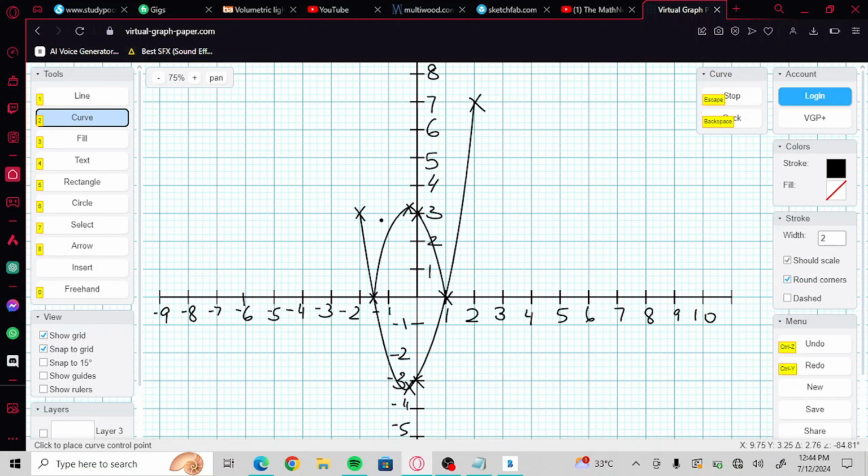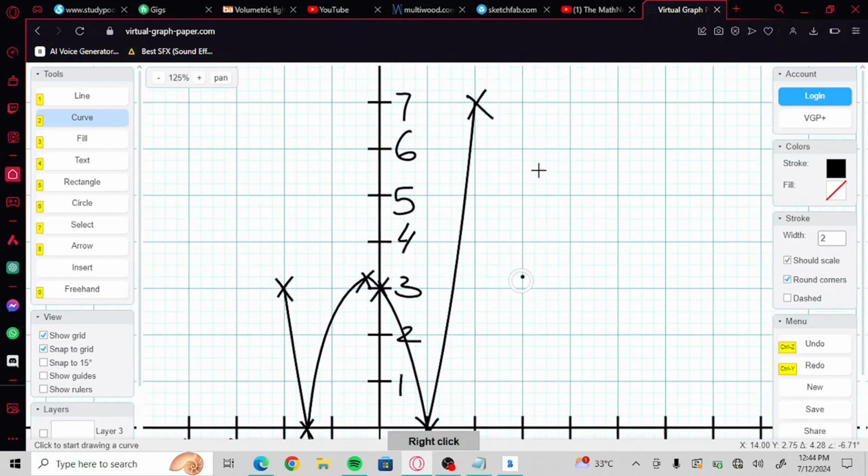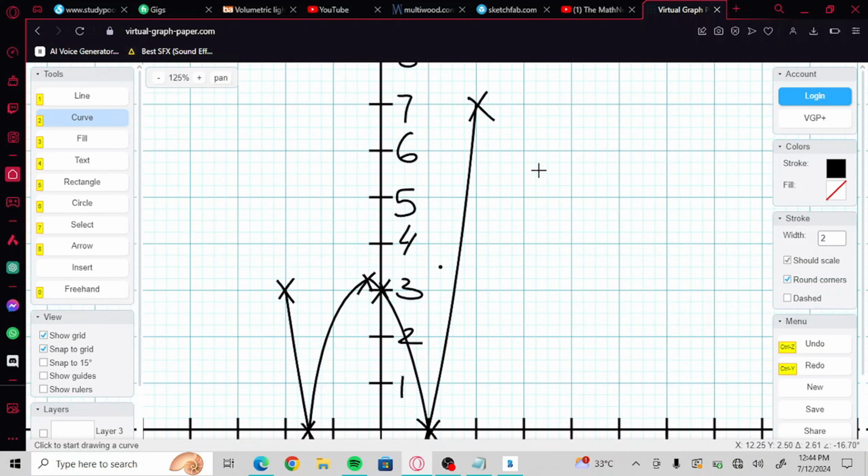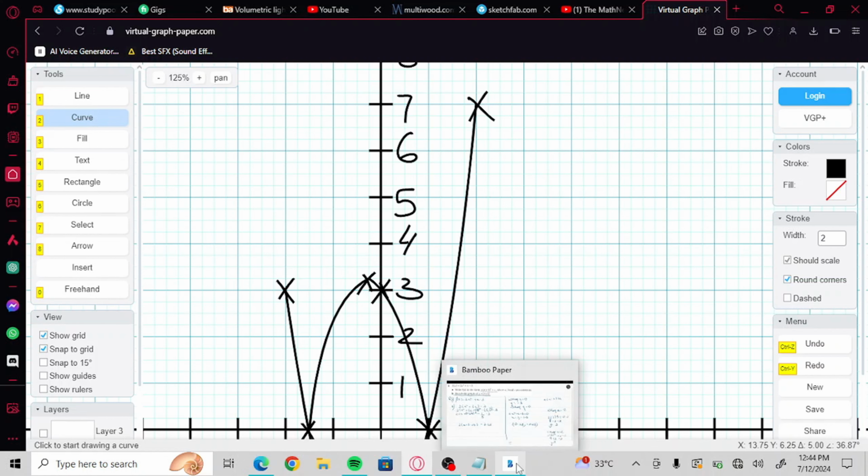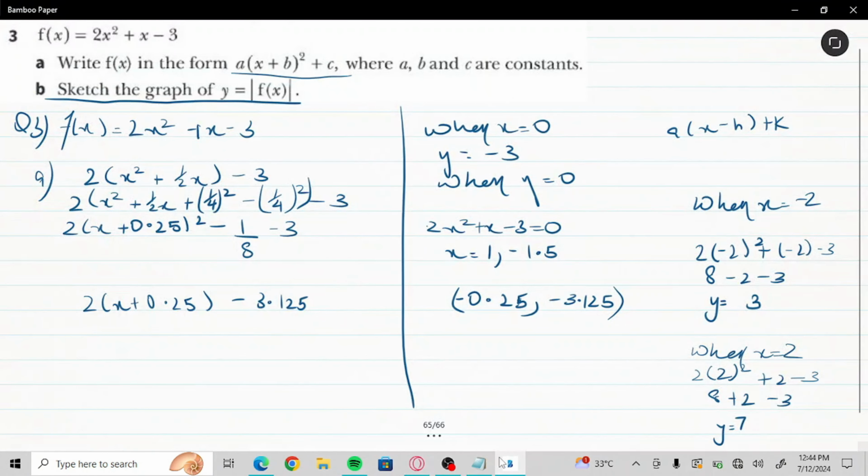So this is our graph for y equals |f(x)|. And let me zoom in. So specifically, this is the graph of y equals |f(x)|. Right now, I don't have the option to erase, but still, this is the part of the graph we want. So that's it. Let's proceed on to question 4.